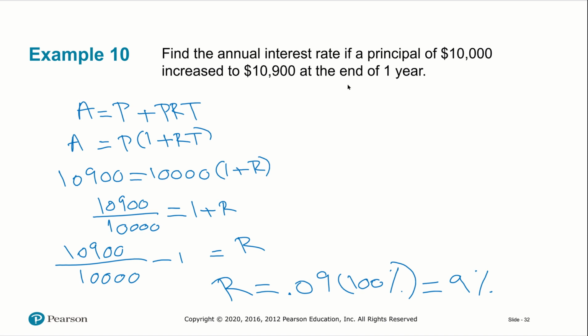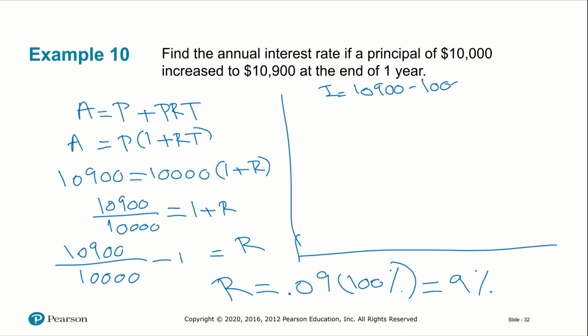Now, for those people who are just comfortable with this kind of thing and have worked a lot with money, the thinking would probably go more like this. Okay, let me just figure out how much the interest is, right? So this is another approach. You just go, okay, the interest is 10,900 minus 10,000, right? So it's how much? 900.